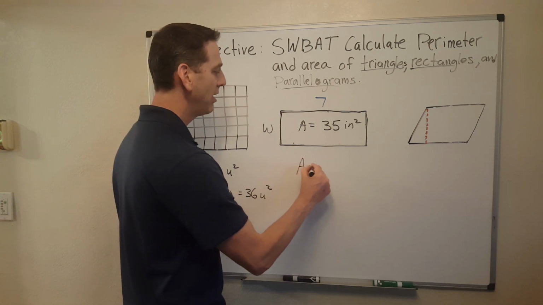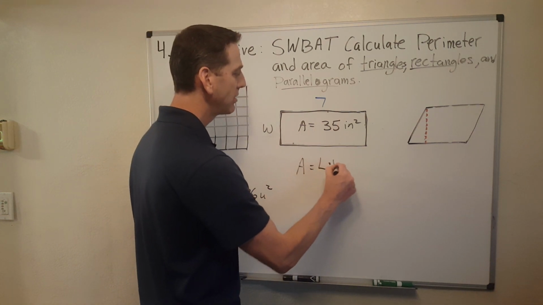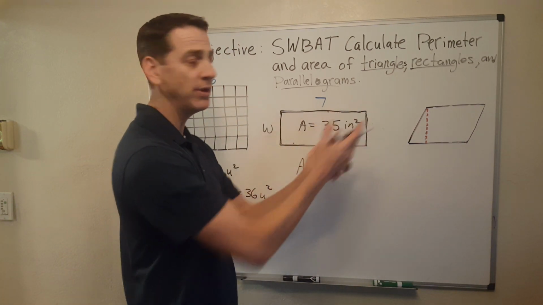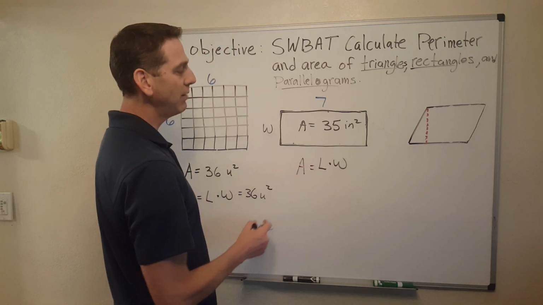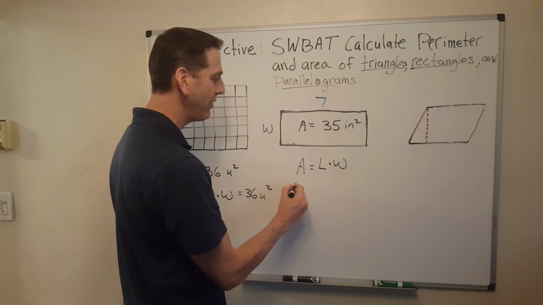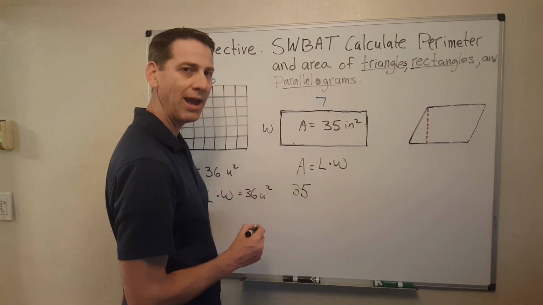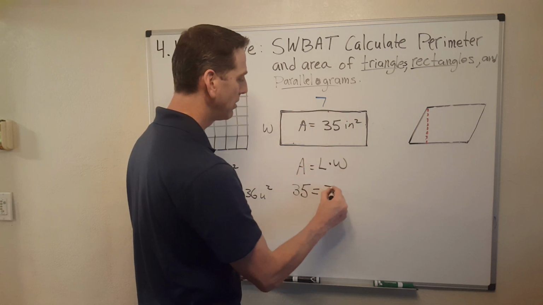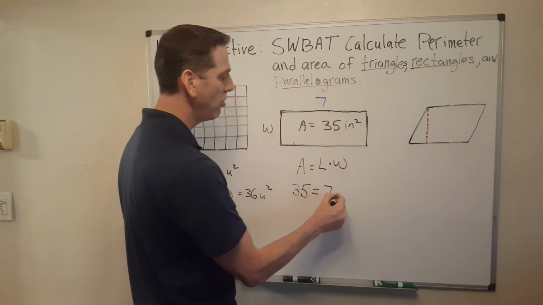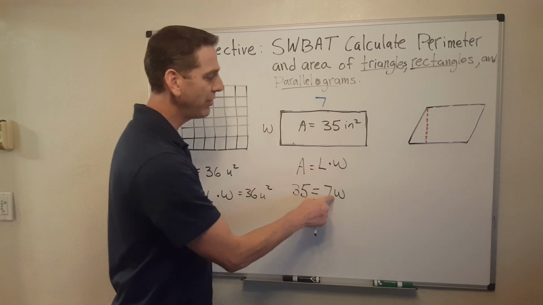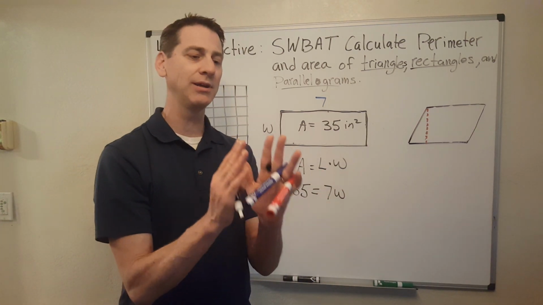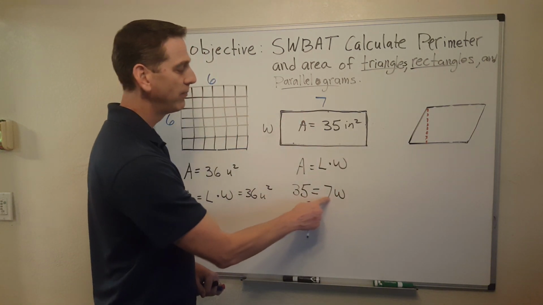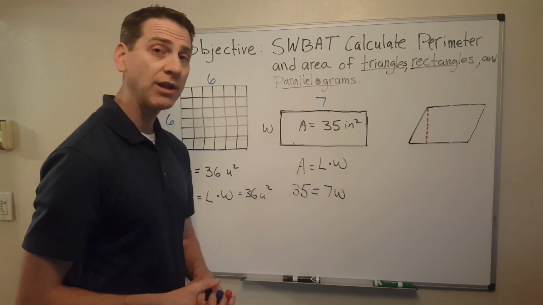If the area of a rectangle is length times width, sometimes we say base times height, it's just one dimension times the other dimension. If I know the area, 35, I can substitute that in for my A. A equals L times W. I know my L is 7, and my width I don't know. So instead of putting a dot there, I just put the number right next to the letter. Anytime you see a number right next to a letter, it means multiplication. 7 times W.